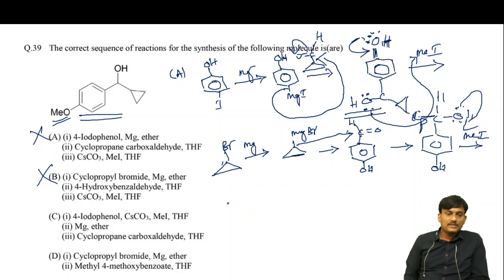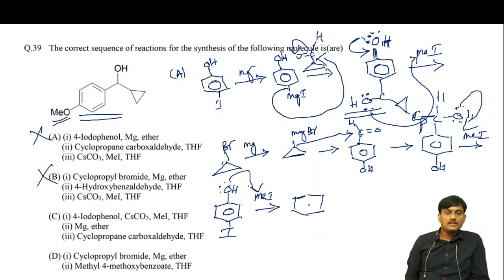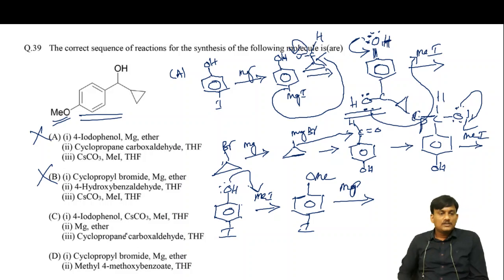Suppose if you take 4-iodophenol, this is a 4-iodophenol. This is the iodo group and this is the OH. And this one is treated with methyl iodide. Then here there is a SN2 type of reaction and there is a methylation. Here there is a OMe and here I. So when you react with magnesium, it will form MgI, and when this one is reacted with cyclopropane carboxaldehyde, then there is a formation of this complex. Okay, this one is correct.